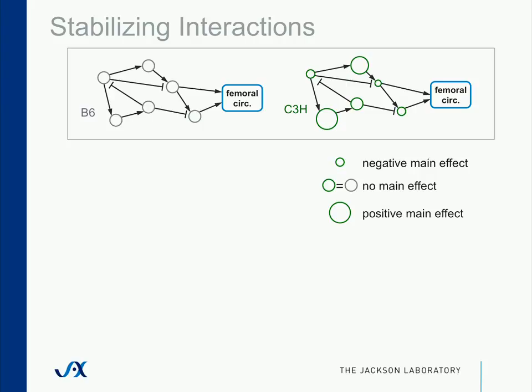Say you have a trait like femoral circumference, one of them that we measured, and you have two different networks in the parents, and black 6 is sort of the wild type mouse in the mouse business, and so I'll say that's the normal mouse with the normal allele effects. And then C3H has a number of positive and negative effectors at a single variant level throughout that network. And so that's what you see when you look at the marginal effects.